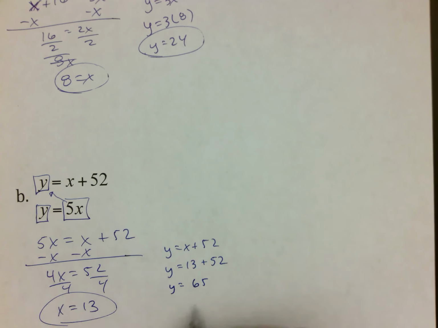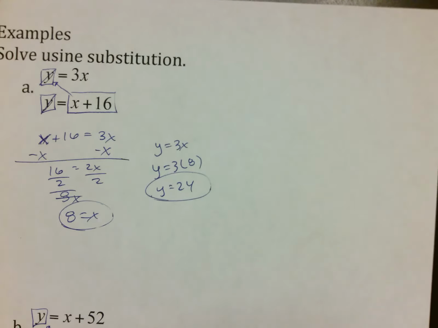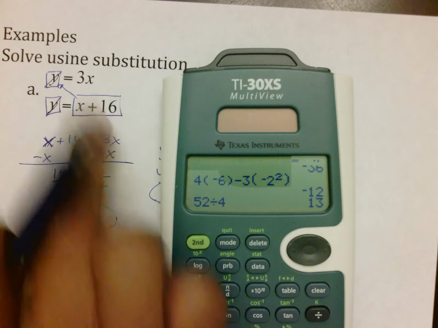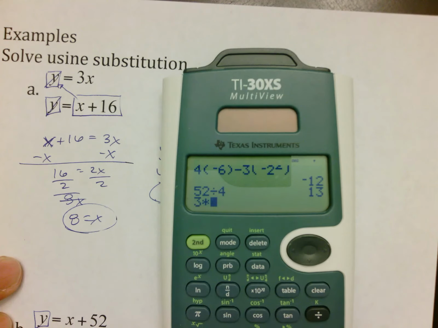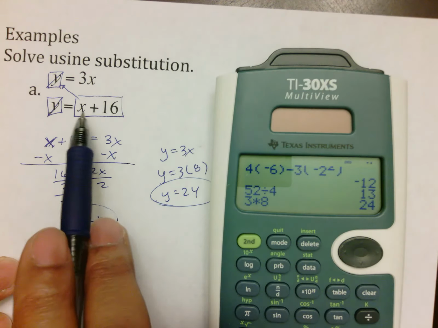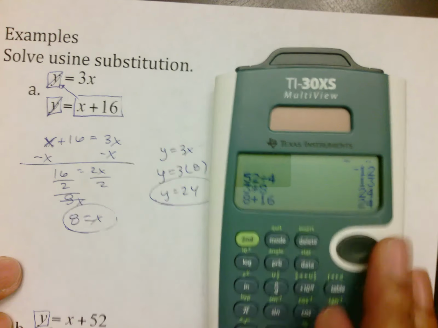Now let me show you real fast, I kind of overlooked it before, how you can check your answer. We know from doing this before that if I plug 8 in for x, so 3 times 8 gives me 24, and again we know that y is 24. We can also put the 8 right here. 8 plus 16 is also 24, which means that it works.